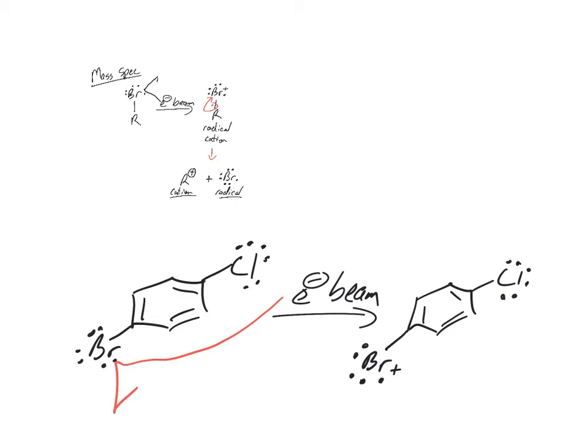And then from here, it's just the same thing as before. These two electrons go to the bromine. This is the radical cation. Then you make a radical and a cation. You go from there.